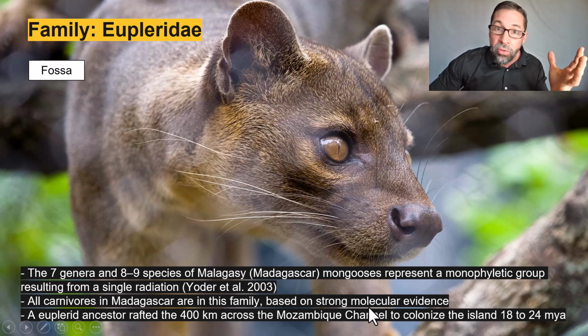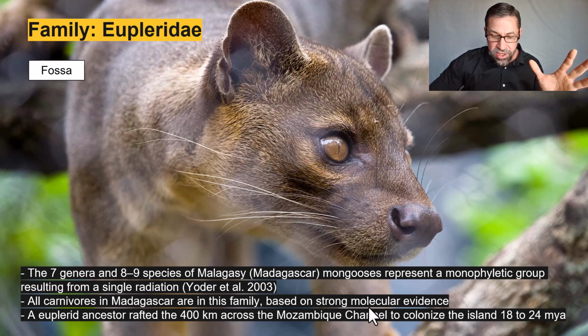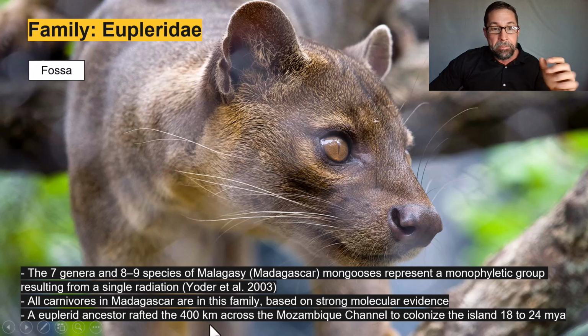You may recall that Madagascar separated from the African mainland a whopping 155 to 170 million years ago, long before the evolution of the order Carnivora. Based on molecular clocks, the original Malagasy mongoose, or the ancestor of these mongooses, colonized the island of Madagascar somewhere between 18 and 24 million years ago.